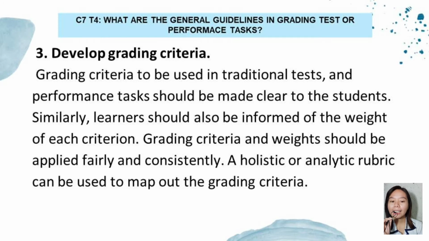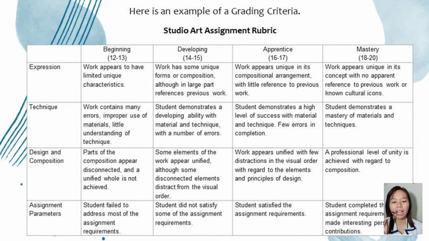In addition, it enables you to explain very clearly to the students the kind of work you expect from them and helps students understand why you have given their assignment a certain grade and how their work might be improved. It also enables you to clearly diagnose students' strengths and weaknesses, and thereby to focus on improving the appropriate areas more effectively. Here is an example of grading criteria in Studio Art assignment rubric that is also flashed on your screen.